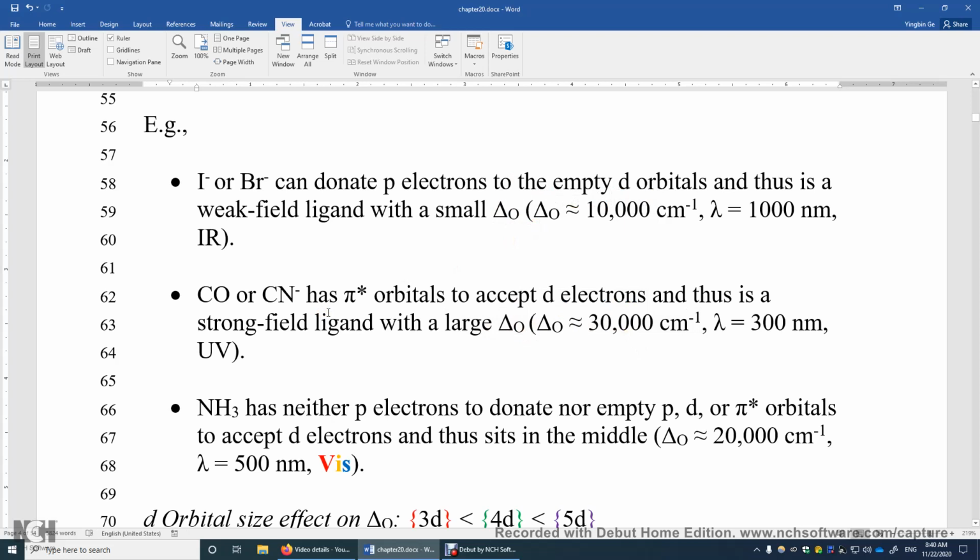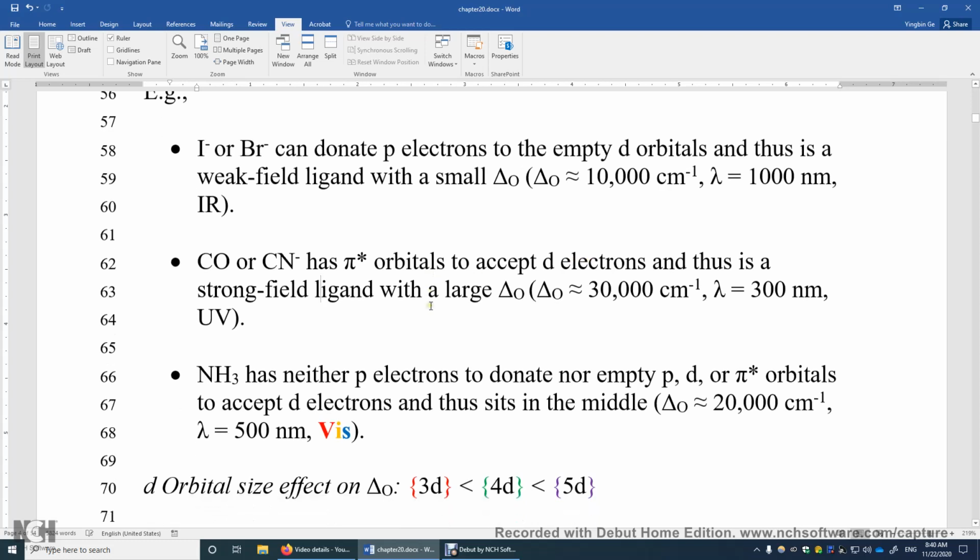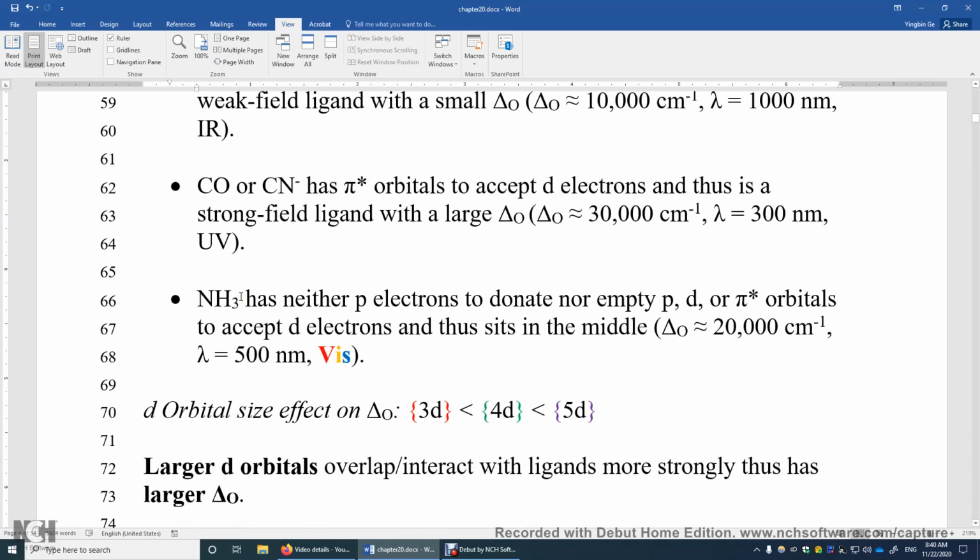Now, what if you have a ligand that cannot donate p electrons to the transition metal, and it does not have pi star orbitals to accept electrons from the transition metal? For example, ammonia, that's in the middle. And in this case, delta O is in between. It's between 10,000 and 30,000, so it's roughly 20,000 wave numbers, and lambda is 500 nanometers. And when you have a wavelength of 500 nanometers, this is in the visible range.